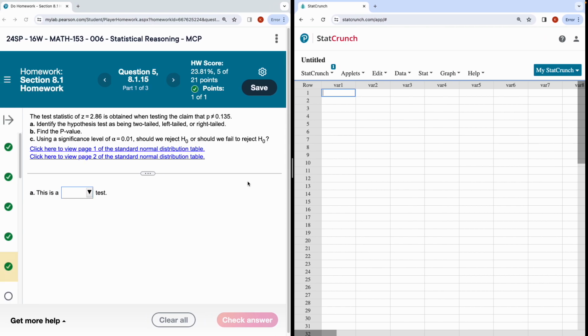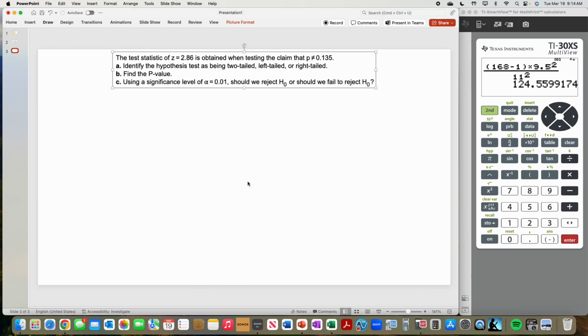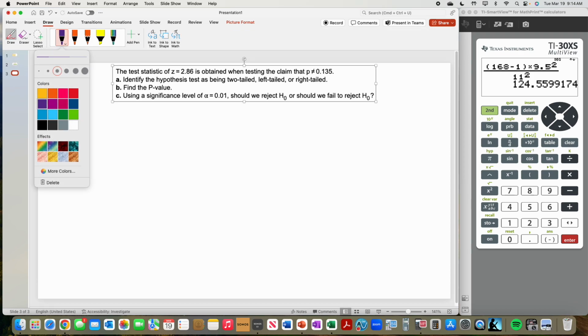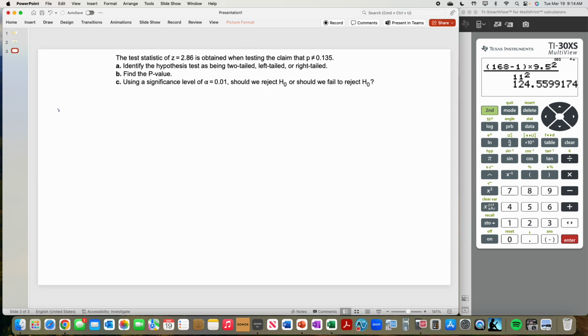I've set this up with some scratch paper here. Whenever you're determining what tailed test this is, you have to look at the symbolic form of the claim. So our claim here is that the proportion is not equal to 0.135. This not equal symbol tells you that this is a two-tailed test. All right? So we know that.